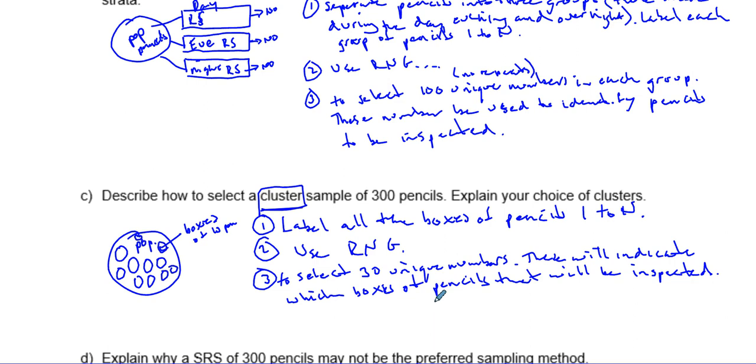So we're actually going to be taking all the pencils in the boxes to be inspected, instead of the strata, where we're just taking a sample from each strata, because we're only taking 100 of this grouping. But here, with the 30 unique numbers, all the pencils will be inspected.